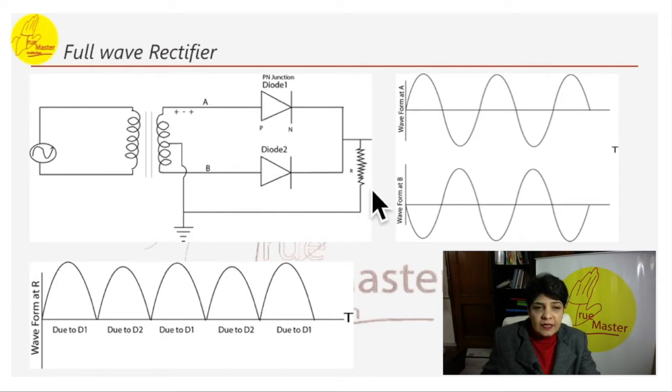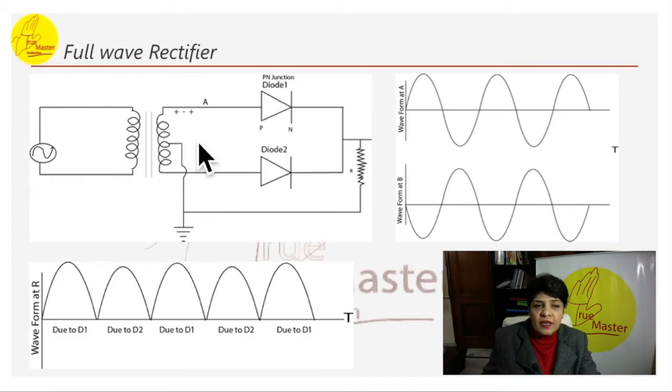The AC signal is given to the primary coil. It converts it to the desired voltage. From here, the transformer converts whatever voltage we require, maybe 220 volts to, say, 3 volts.